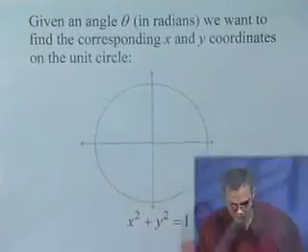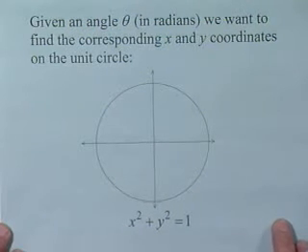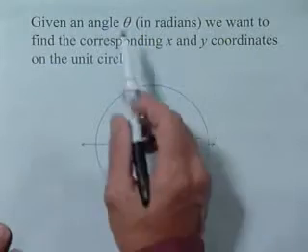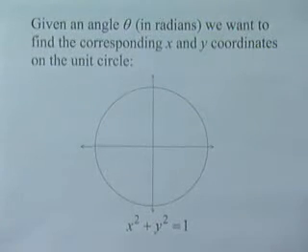Here's our unit circle. We just talked about that in the earlier lecture if you watched that. Here's our new goal. Given an angle theta in radians, we want to find the corresponding x and y coordinates that are on the unit circle.